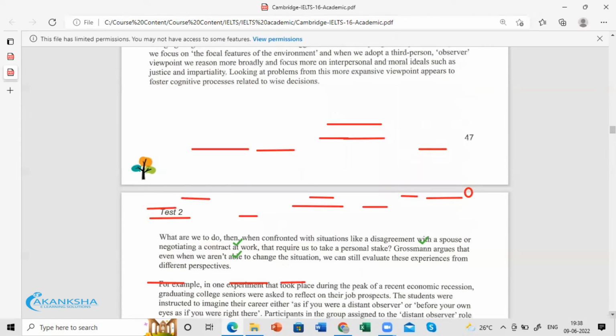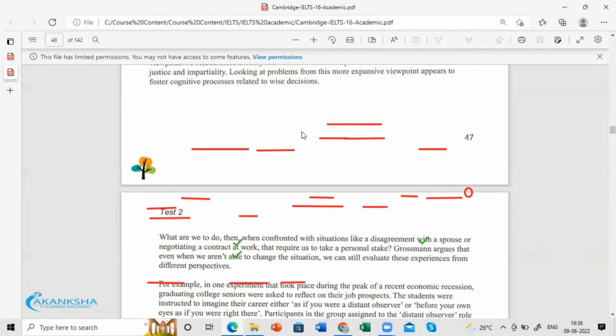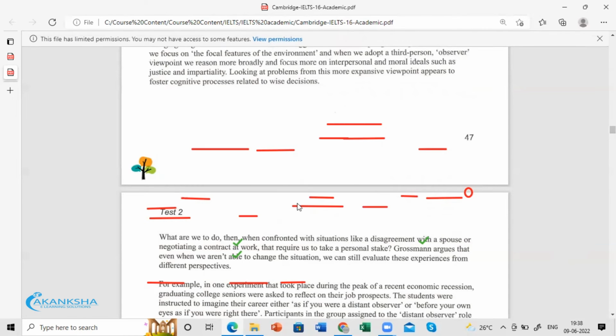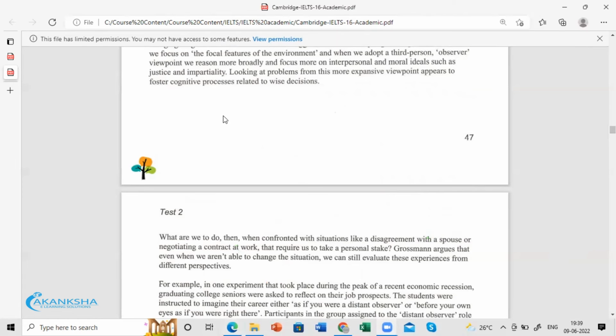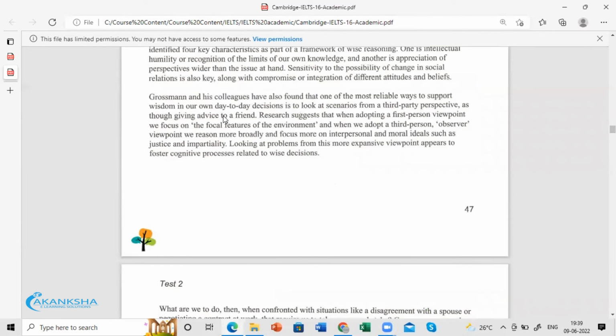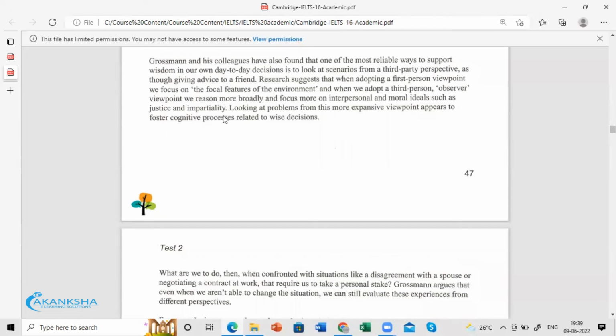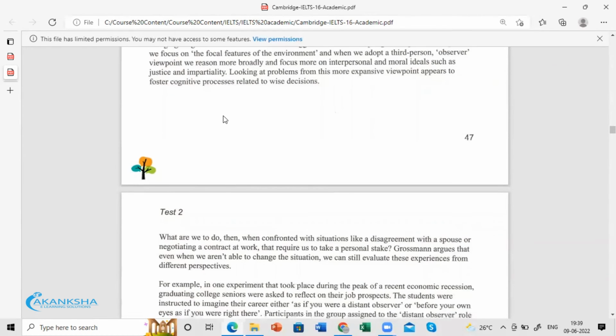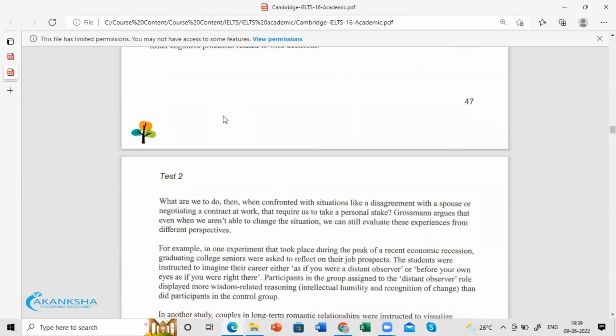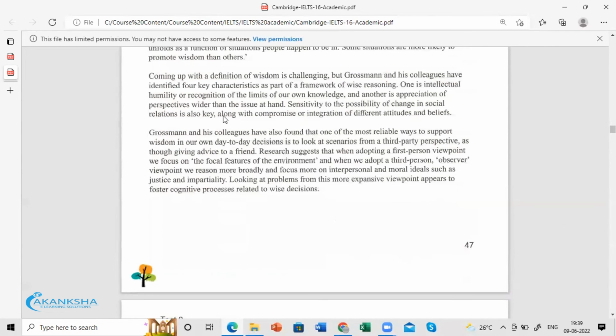Okay, this topic is very vague one. And we have to change the situation. We evaluate these experiences from different perspectives. So he is trying to talk about different things here, with third person viewpoint, first person viewpoint, and then about disagreement, about agreement, all of that. Okay, well, let's see here.